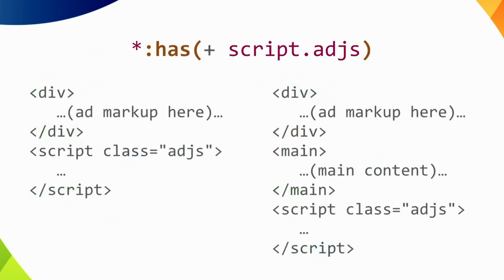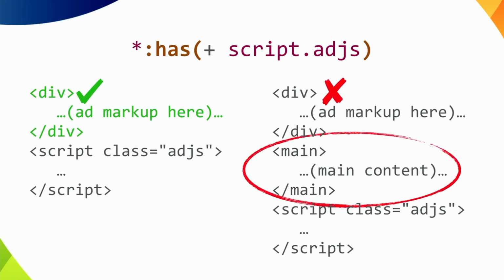Okay, so here's a little bit more complicated case. We want to select any element that's immediately followed by a sibling script element with a class of ad.js. I use a number of ad-centric examples in honor of AdBlock Plus. So, in the example on the left, the div matches, and on the right, the div does not match because there's a main in the way.